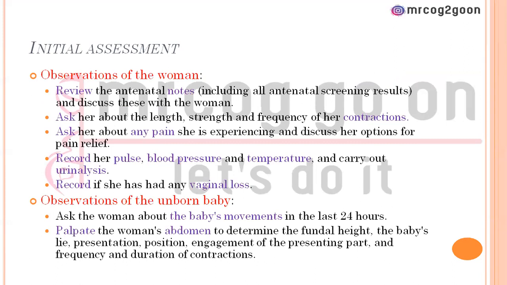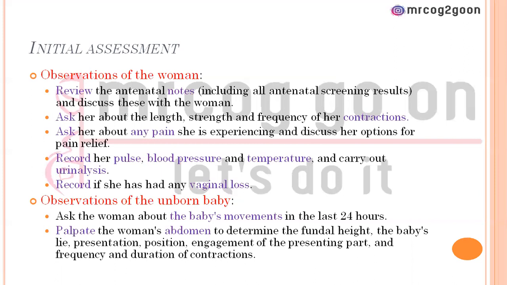For the woman, we are reviewing the notes, asking about the contractions: the length, the frequency, the strength. If there is any pain, and if she wants pain relief, we have to record her pulse, blood pressure, temperature, and do a urine analysis, because some patients may come to you in labor and this is her first contact with any medical service.